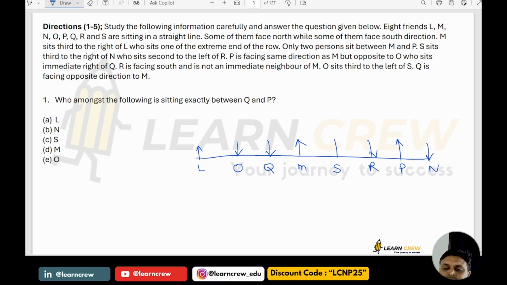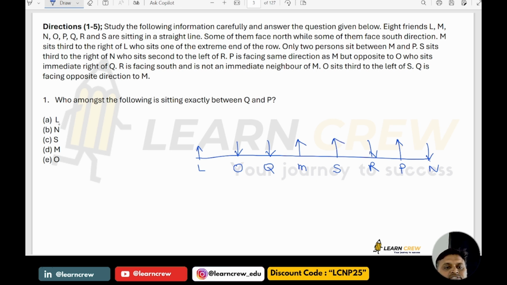P is facing the same direction as M, satisfied. Opposite to O, done. R is facing south and is not an immediate neighbor of M. O is third to the left of S. O is third to the left of S means we can say now S is facing north.